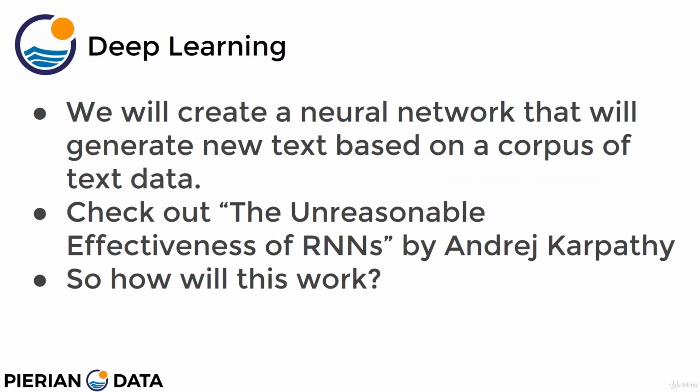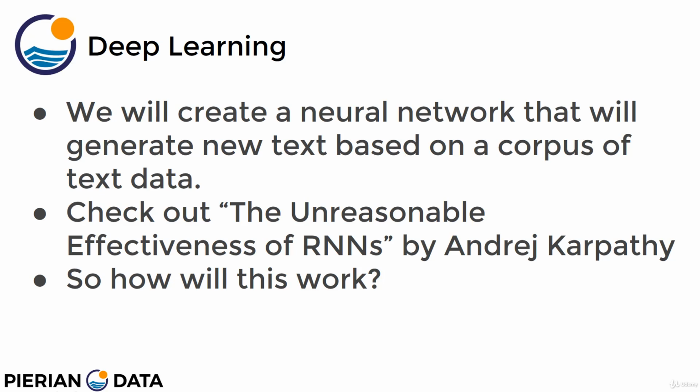We're going to be creating a neural network that will generate new text based on a corpus of existing text data. And I would highly suggest that you check out the article called The Unreasonable Effectiveness of Recurrent Neural Networks. We've actually linked it for you as a resource in this lecture. So definitely check it out because we're essentially going through the project that's described in that article.